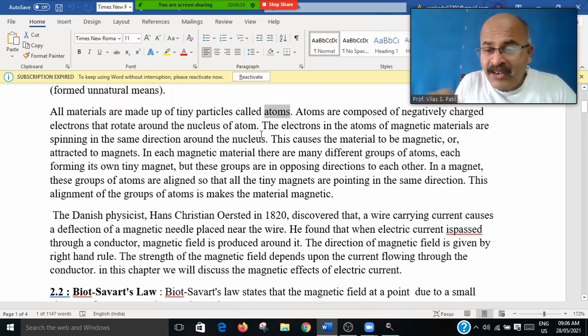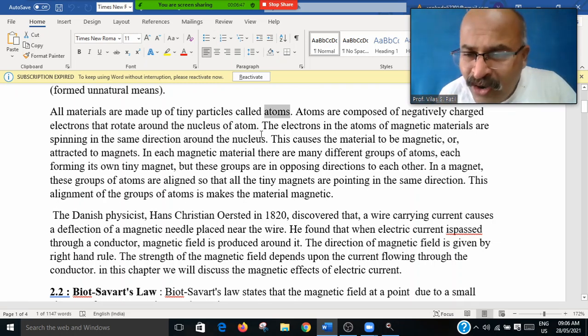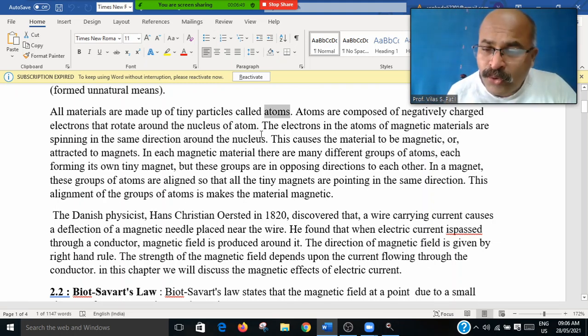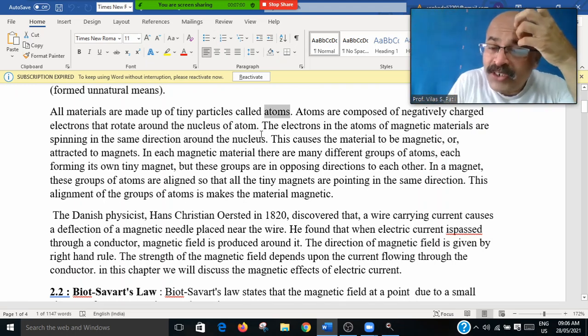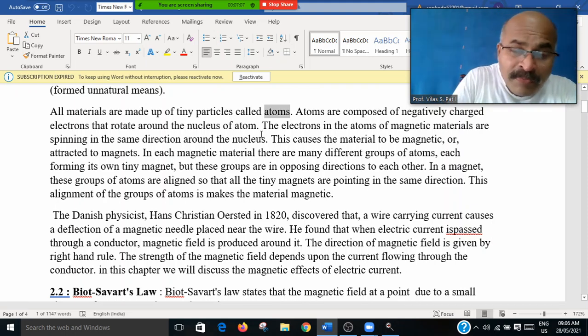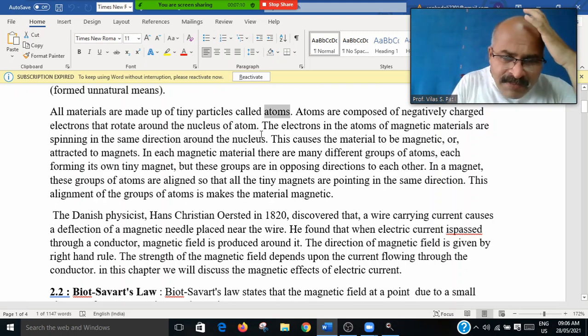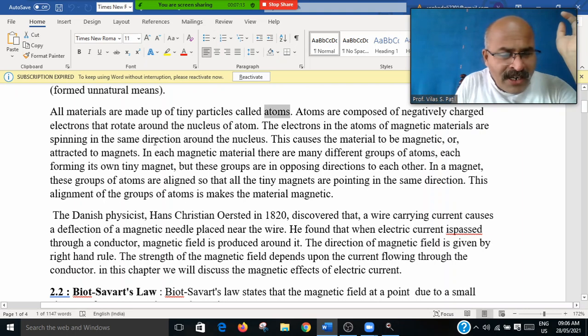The electrons rotate around the nucleus in their orbits according to the Pauli exclusion principle, that is, the electronic configuration 1s2 2s2 2p6. In this way there is the electronic configuration of the revolving electrons, and we know that the outermost electrons are loosely bound with the nucleus. Okay, then atoms are composed of negatively charged electrons that rotate around the nucleus.